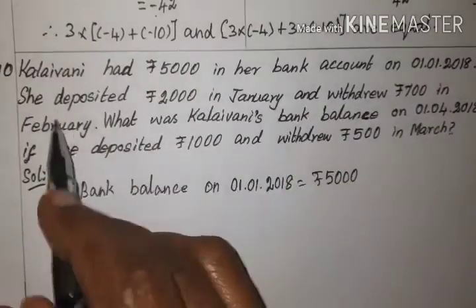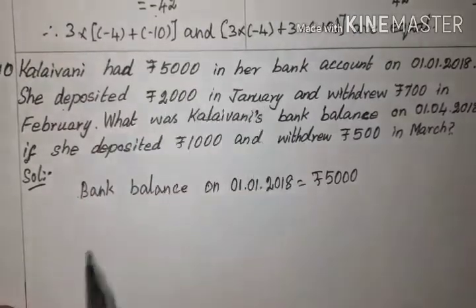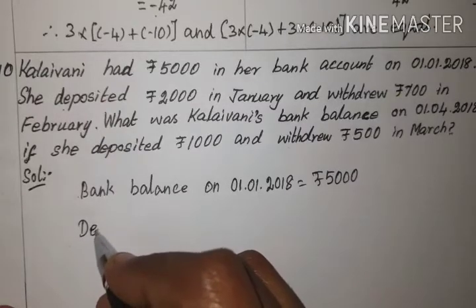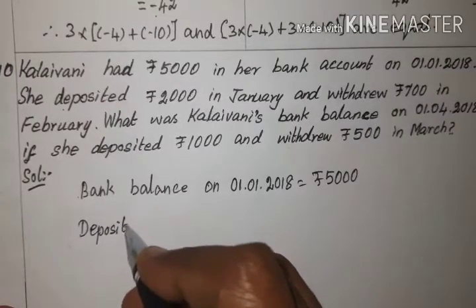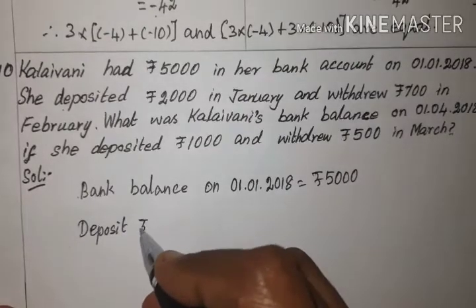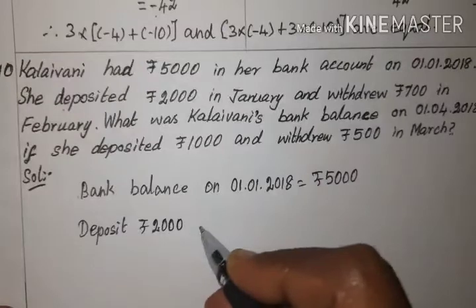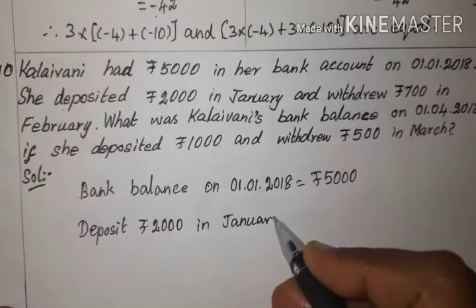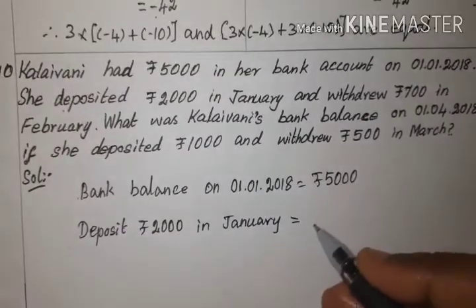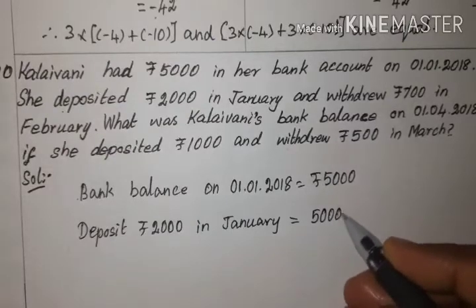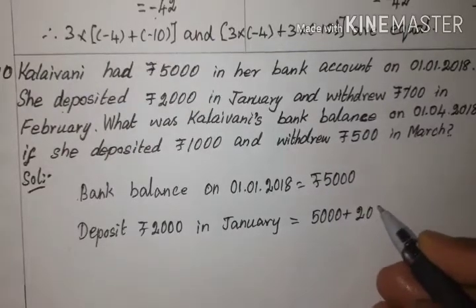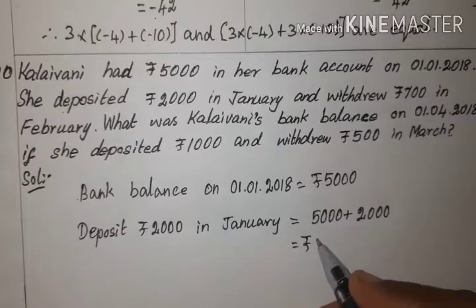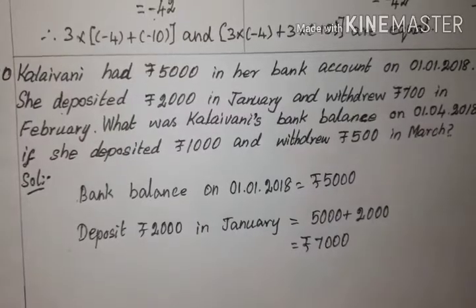Next, deposit. First one, deposit 2,000 rupees in January. Deposit amount rupees 2000 in January equal to 5000 plus 2000. Deposit plus the value. Get rupees 7000.